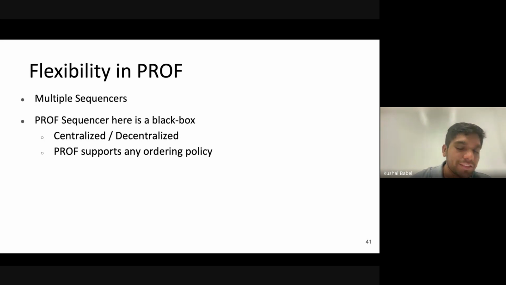The other one is that PROF supports any ordering policy. I didn't talk about PROF supporting only first come, first serve. If you want to have some other customized ordering policy, whatever your notion of fairness is, PROF can support that.